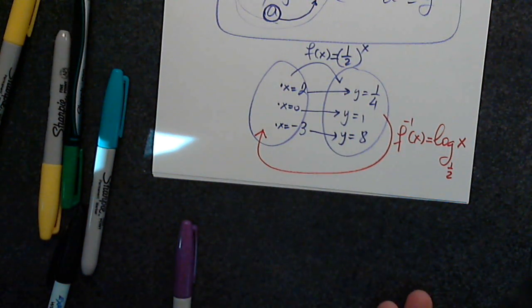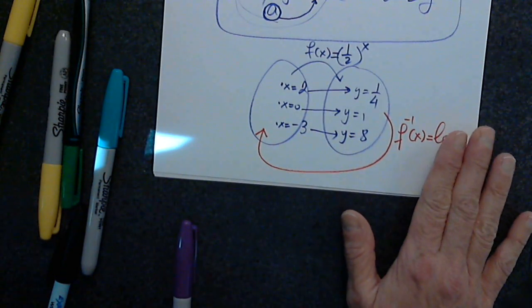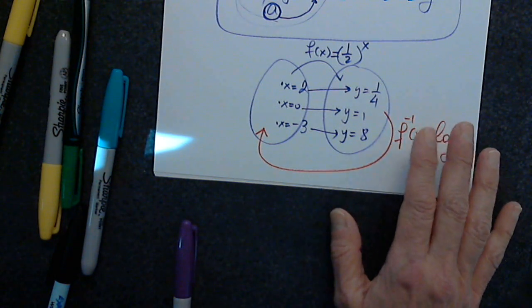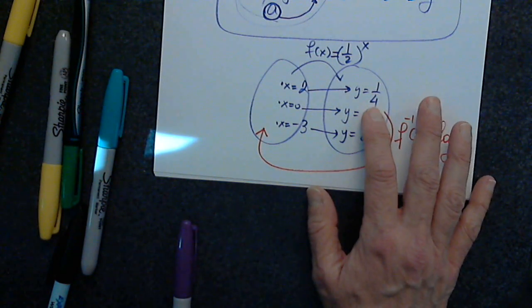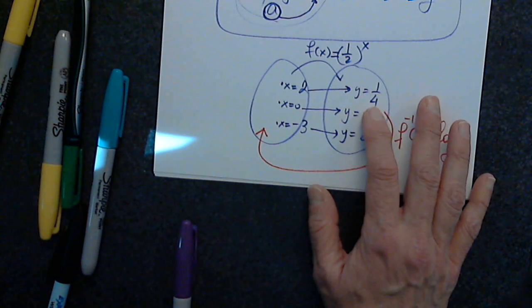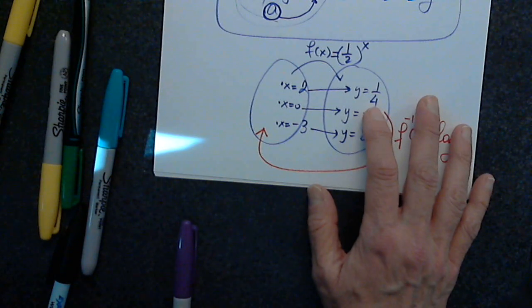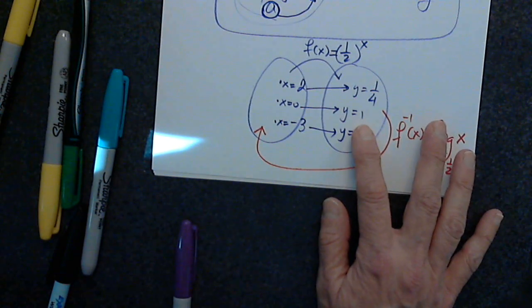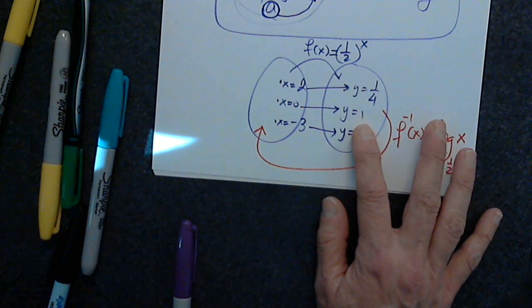So what will I have to show you? That when I apply this function to exactly 1/4, I have to show you that the answer is absolutely 2, right? Otherwise, it's not the inverse function. When I apply this function to 1, what do I have to show you that happens? It will return exactly 0.